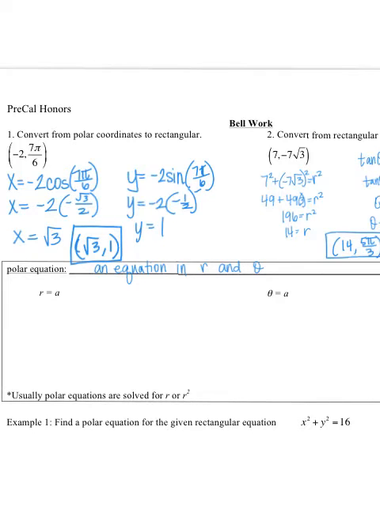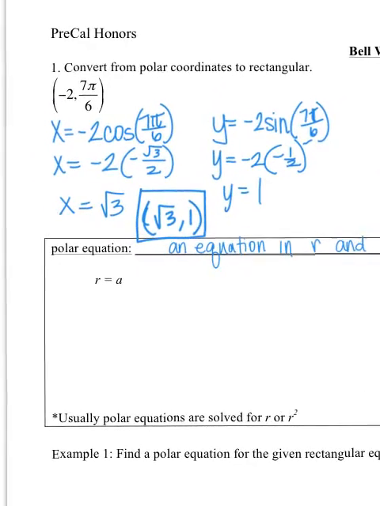Okay, so we're going to simply define a polar equation as an equation written in r and theta. And so the two most simple polar equations that you can have are r equals a or theta equals a. So let's look at what r equals a looks like.